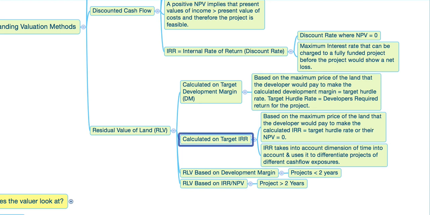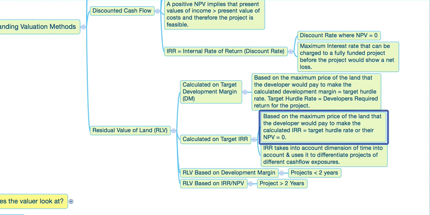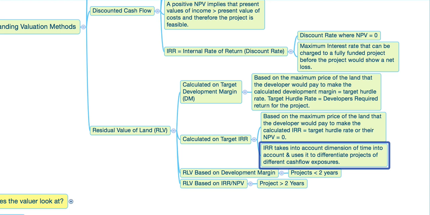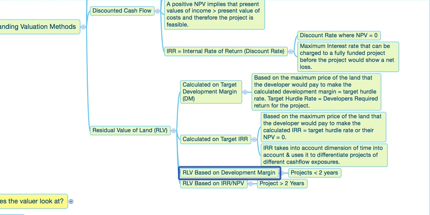Calculated on target IRR, based on the maximum price of the land that the developer would pay to make the calculated IRR, which is equal to the target hurdle rate or their NPV. And internal rate of return takes the dimension of time into account and uses it to differentiate projects of different cash flow exposures. So RLV based on development margin is used for projects less than 2 years, and RLV based on internal rate of return or net present value is used for projects that are over 2 years.